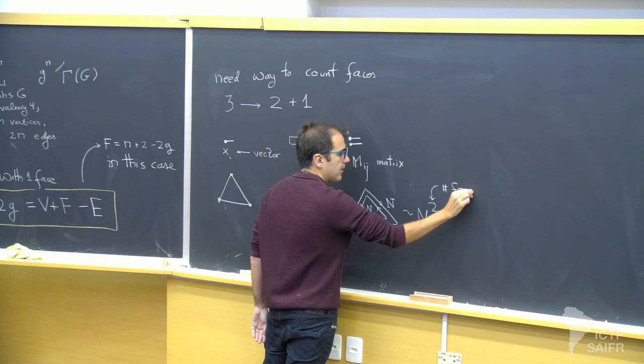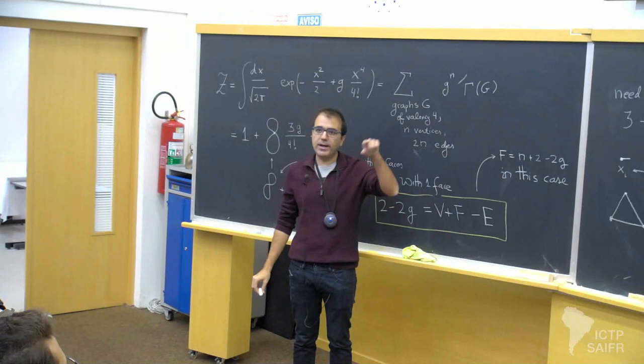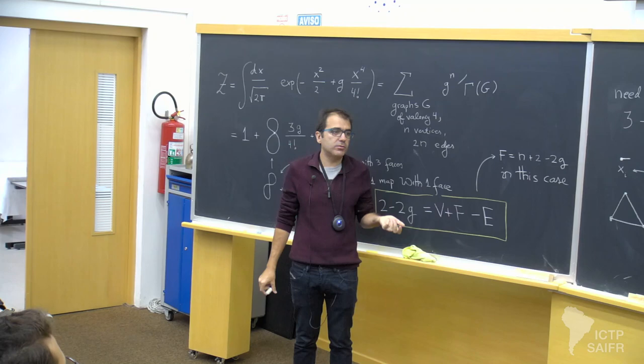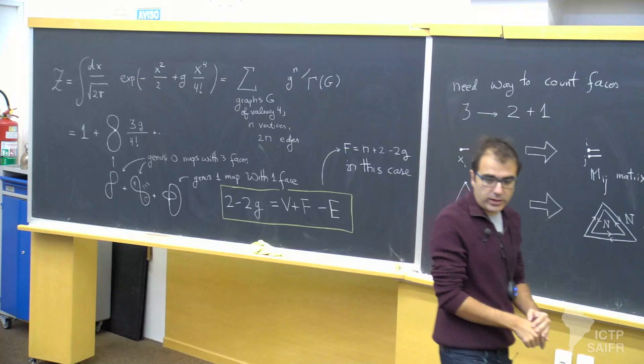So that's the idea: if we fatten the graphs, then by counting possibilities for what is flowing, we can automatically count boundaries and therefore count faces.